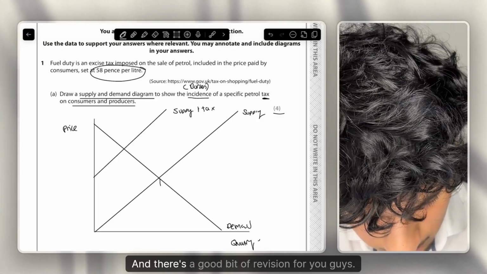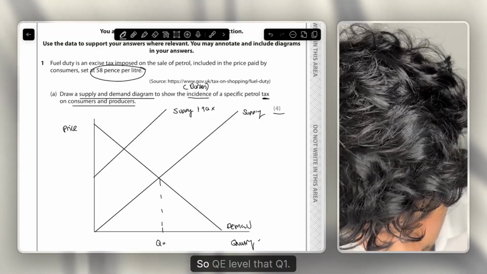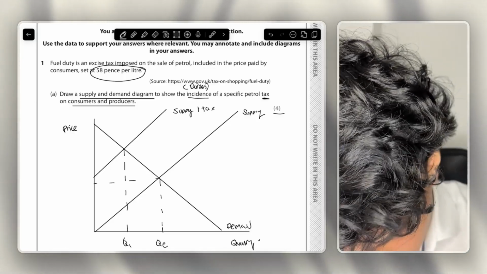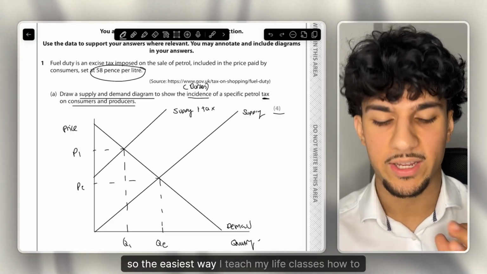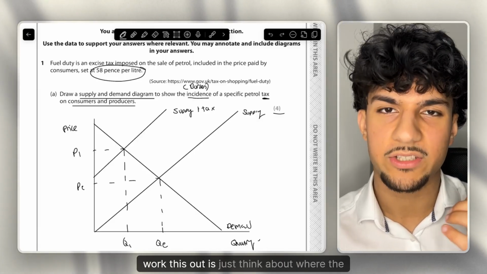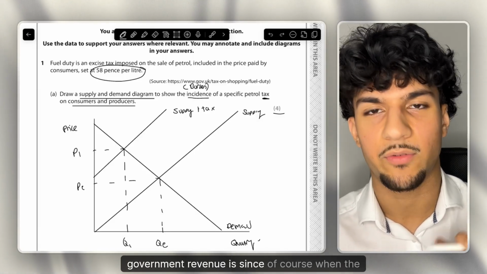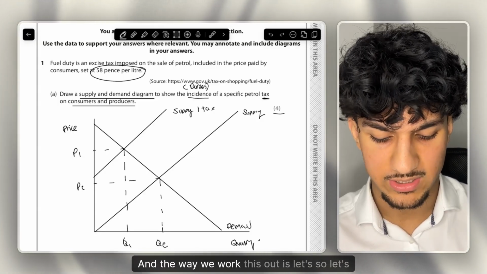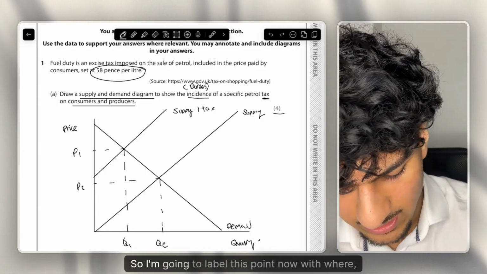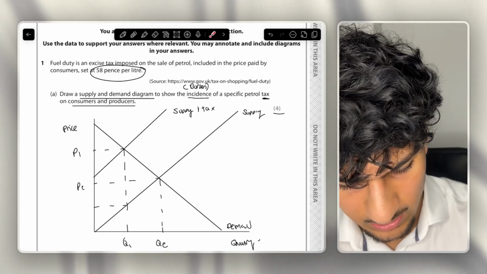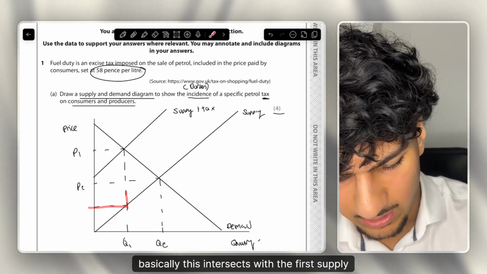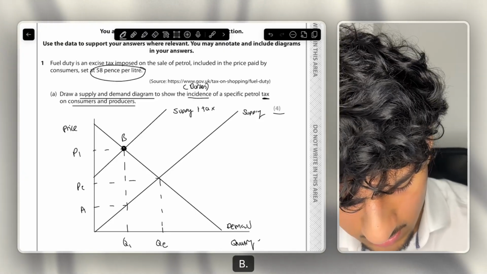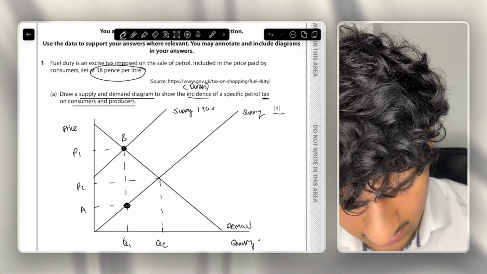So how do we show this? And there's a good bit of revision for you guys. So QE, I'm going to label that Q1. So I'm just going to label this entire thing up. PE. So the easiest way I teach in my live classes how to work this out is just think about where the government revenue is, since of course when the government sets a tax, they gain government revenue from it. And the way we work this out is, let's finish this diagram off. So I'm going to label this point now where basically this intersects with the first supply curve. I'm going to label this A, going to label this equilibrium point B, going to label this point C.